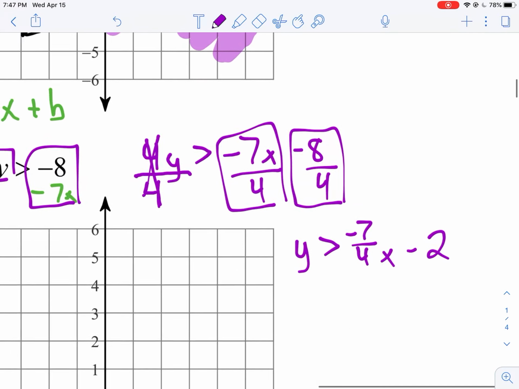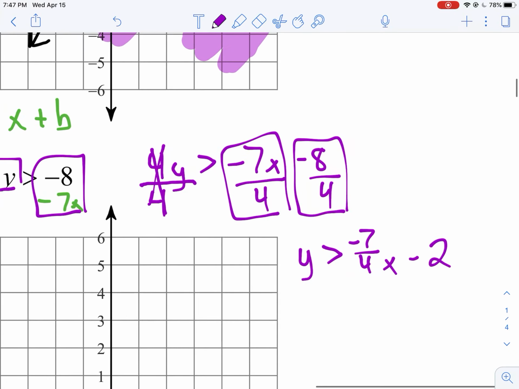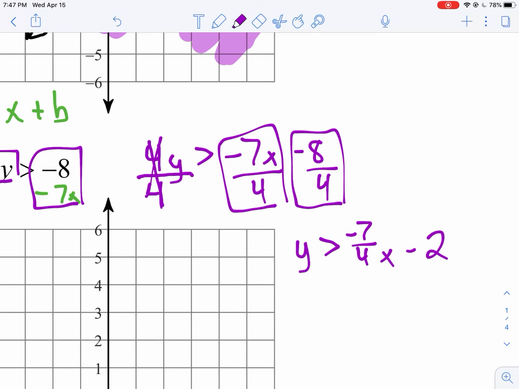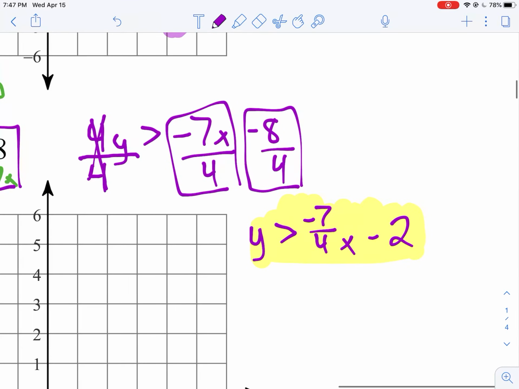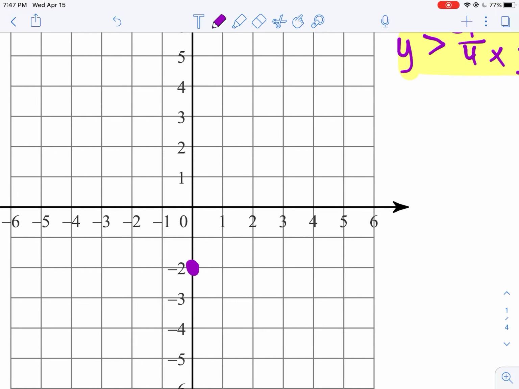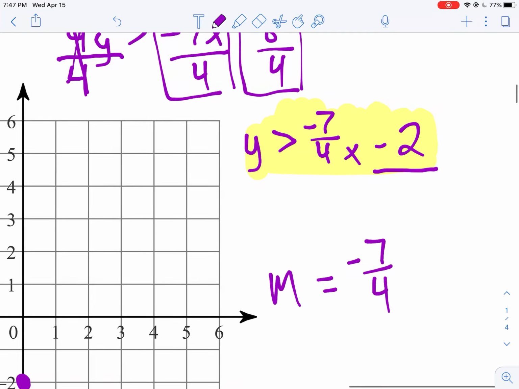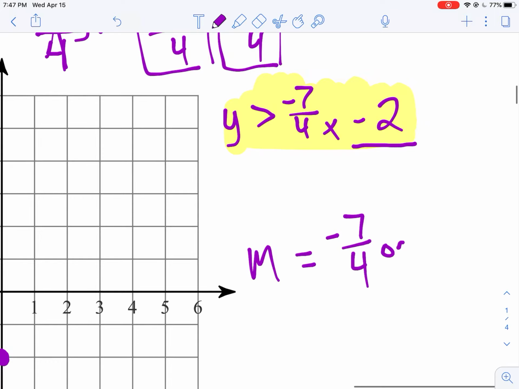So now, once I've gotten here, I just go back and do what I did for number 2. So I have my equation. I'm going to highlight it in yellow. Okay, so here's my equation. And now I'm going to graph it. I'm going to go back to my graph. Begin with the b, the y-intercept of negative 2. So on the y-axis, I put a dot on the negative 2. And then my slope, my m, is rise over run. So I have negative 7/4, or depending on my graph, I could do 7 over negative 4.